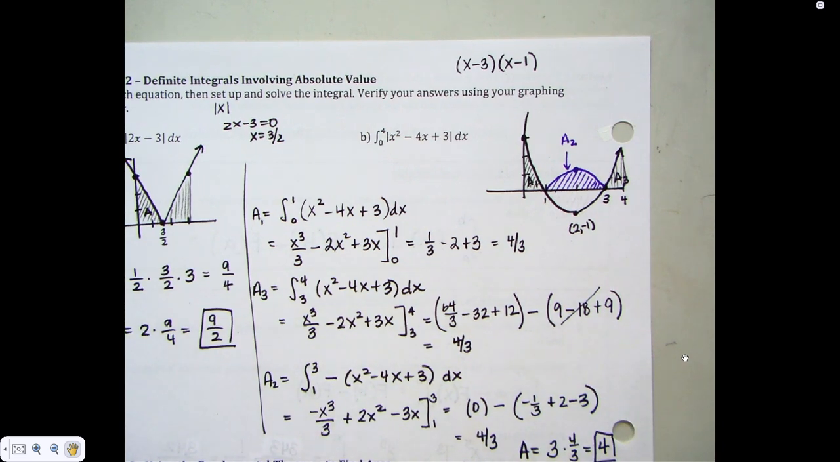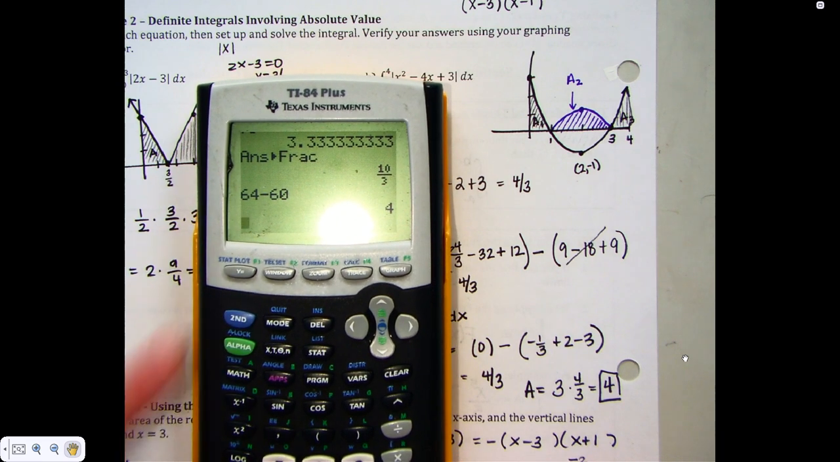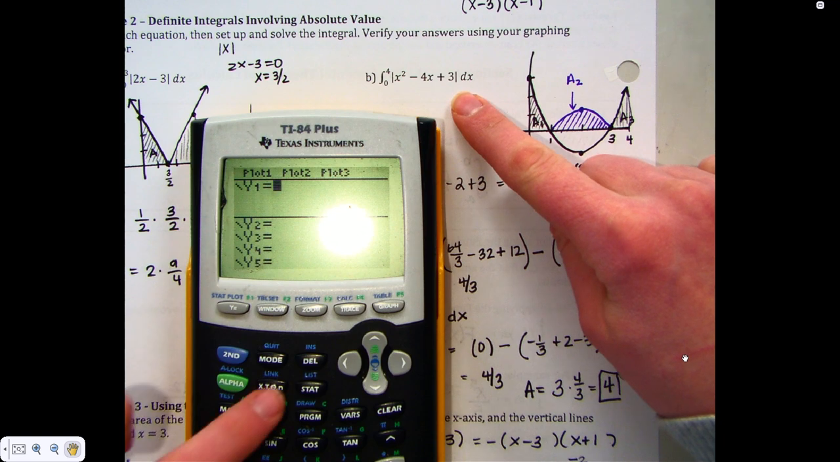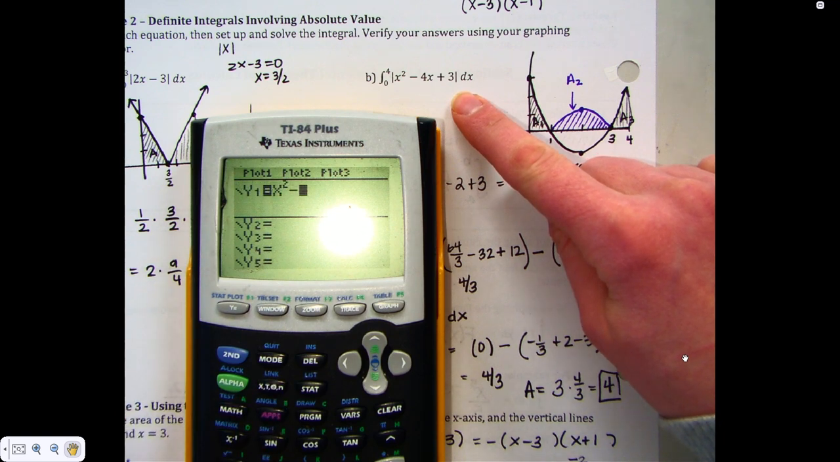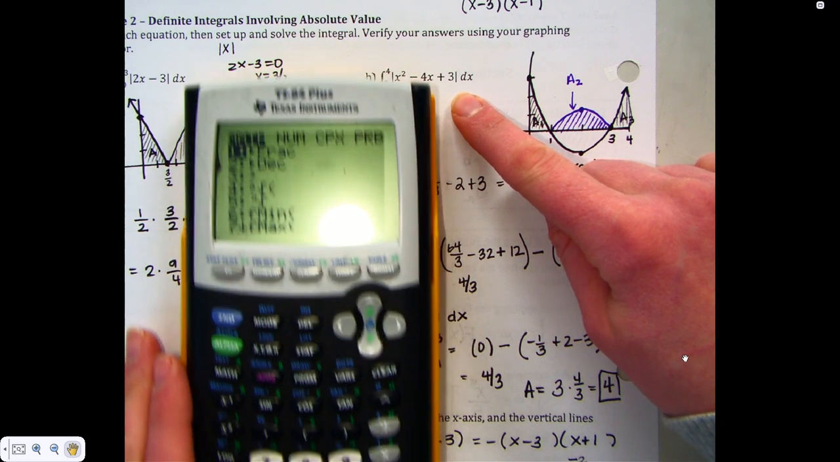Cool calculator trick, just in case you were curious. Maybe you want to check your work on something like this, or maybe when we get to the applications, you'll be allowed to use your calculator. There is an absolute value function available. So if I wanted to look at this, I could type in my function, x squared minus 4x plus 3. You know what I forgot to do? I forgot absolute values. So let's hit math. That's where absolute value is hiding.